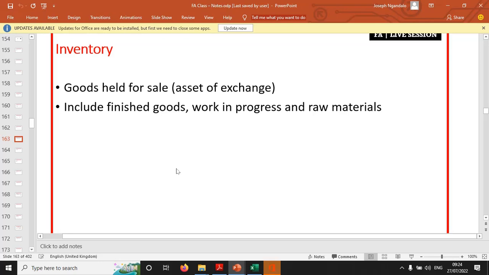Okay, so inventory is an asset of exchange. True or false? It is true, isn't it? It is an asset of exchange. I told you some few minutes ago, don't be in a hurry to say I have got what? Stock. Because the tax people will ask for what? Do you pay tax? And they're going to fail to answer.